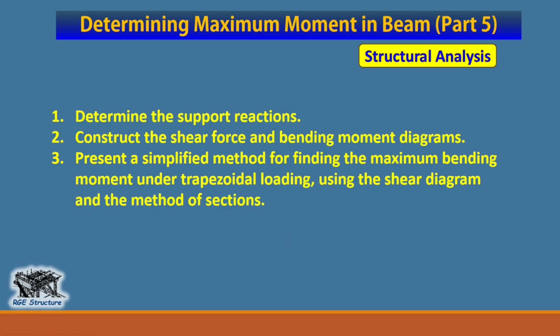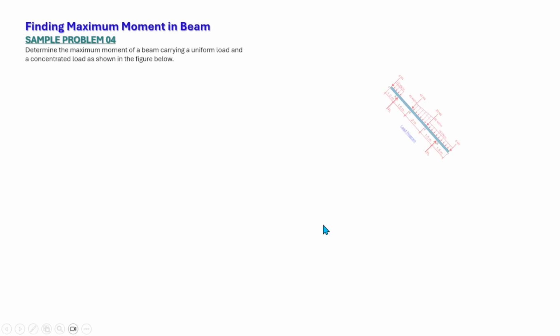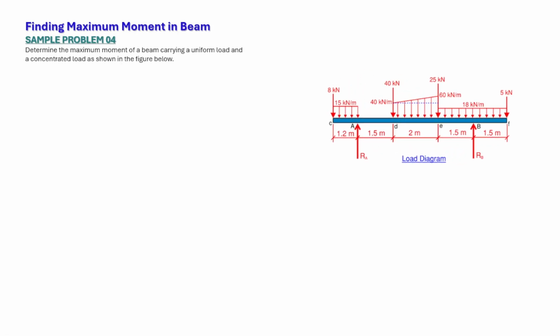So let's dive into our problem. The problem is: determine the maximum moment of a beam carrying a uniform load and concentrated load as shown in the figure below. So we have the load diagram. We have the cantilever subjected to an 8 kilonewton concentrated load and a uniform load of 15 kilonewton per meter. And for the center span, we have a 40 kilonewton concentrated load and a 25 kilonewton concentrated load.